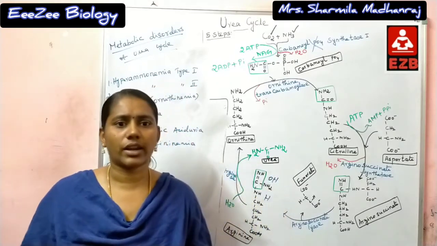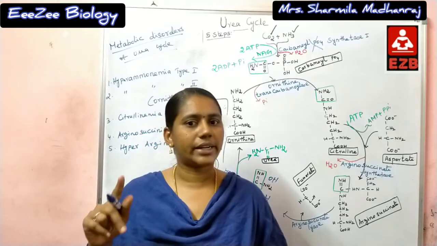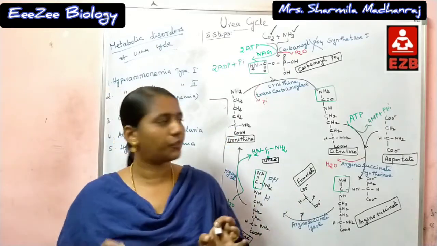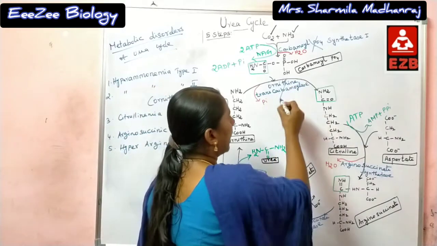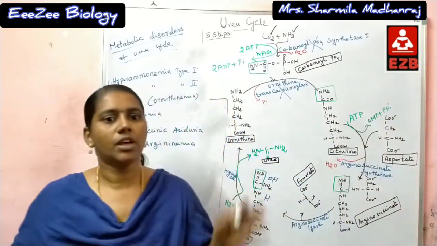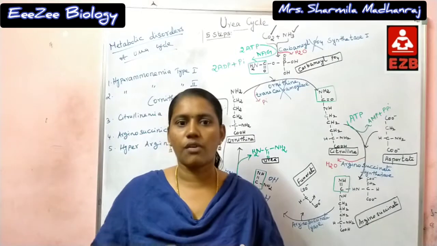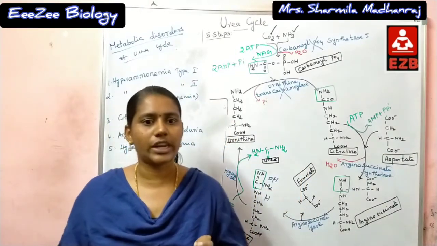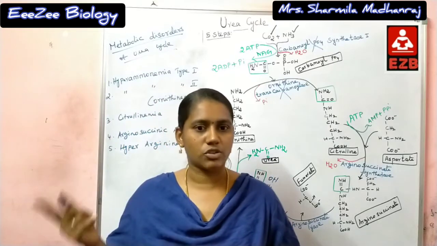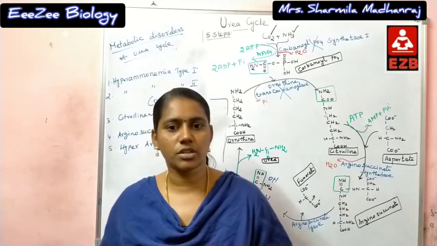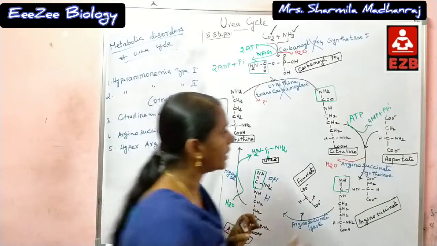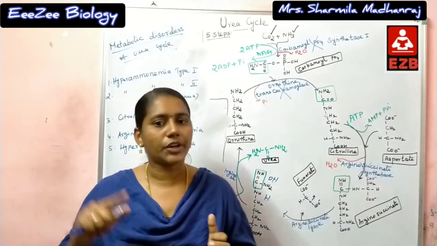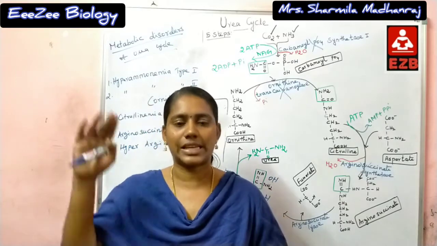The second disorder is hyperammonemia type 2, also called ornithinemia. Here, due to the deficiency of the ornithine transcarbamylase enzyme, there are elevated levels of ammonia in tissues. The third disorder is citrullinemia. This is a rare disorder due to the deficiency of the argininosuccinate synthetase enzyme. Here the blood level and urinary excretion of citrulline increase.